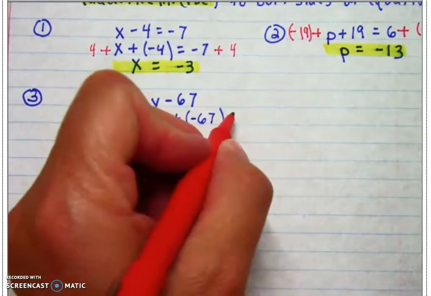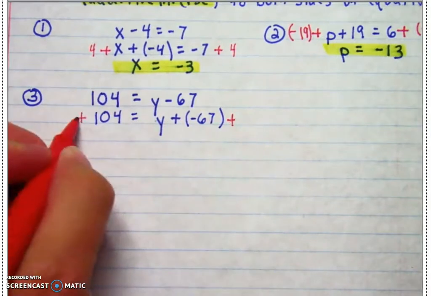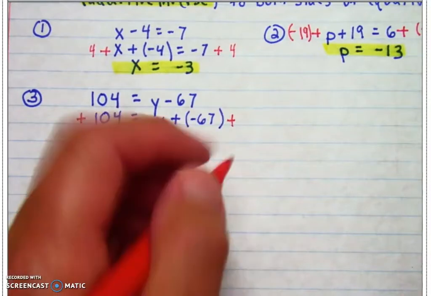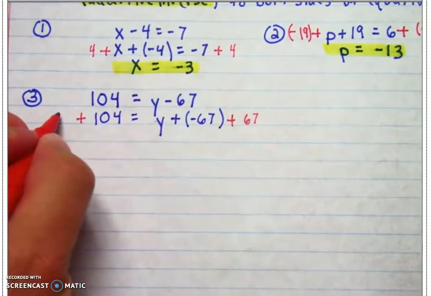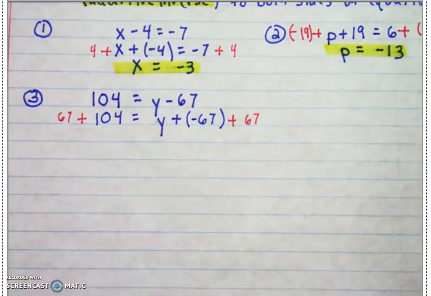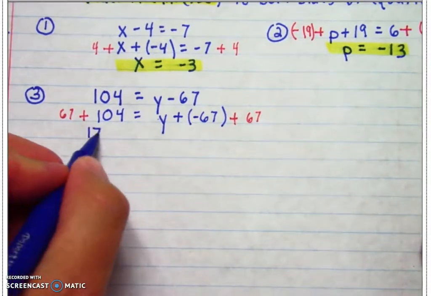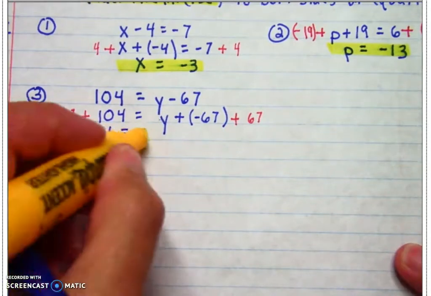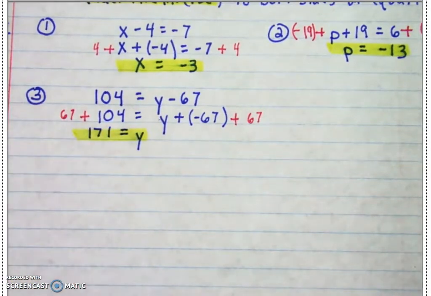Now, red pen, we always add. Now, what's the opposite? Here's the adding number, negative 67, so we add positive 67. And here we have two positive numbers. You just add them up. And there's our final answer: 171 equals y. And it's okay to leave the variable on the right-hand side.